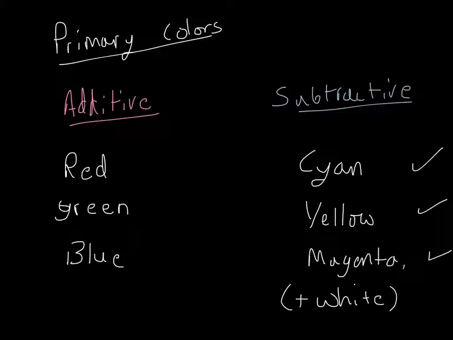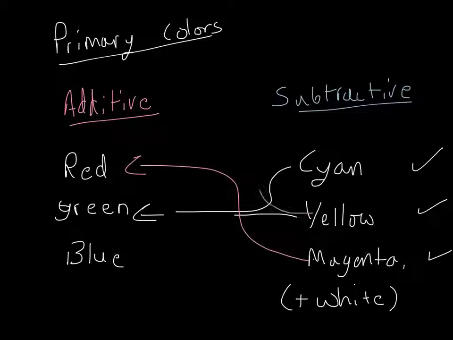Because if you combine all three of those colors together, you'll get black. If you combine cyan and yellow together, you'll get green, because that's what's in common between those two. If you take magenta and yellow, you'll get red. And finally, if you take cyan and magenta, you get blue. Okay? That's how those are related.